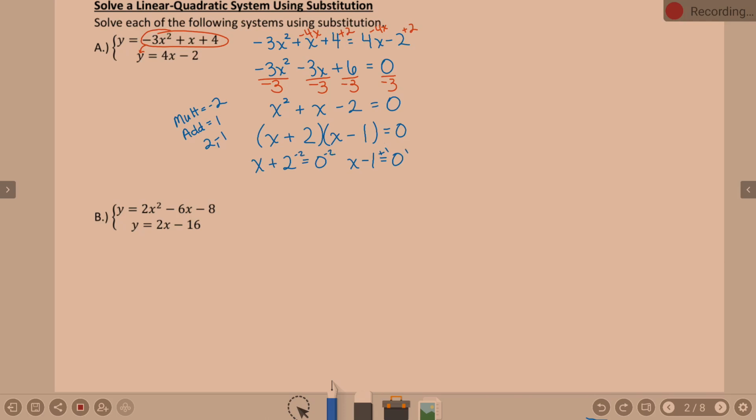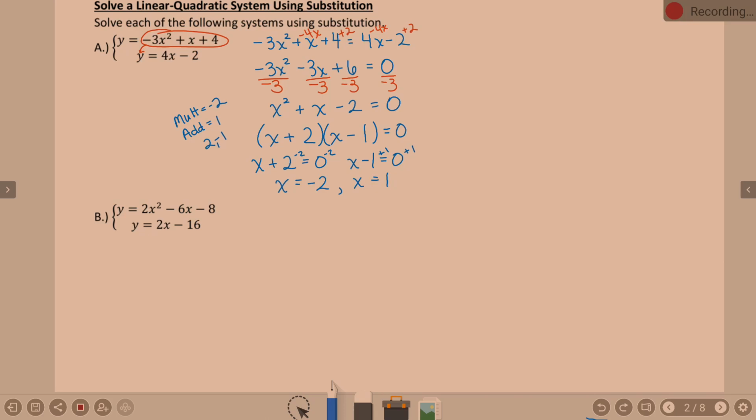I'm going to solve them. I get x equals negative 2 and x equals 1. Am I done? Probably not. She says probably not. Plug it in, maybe.